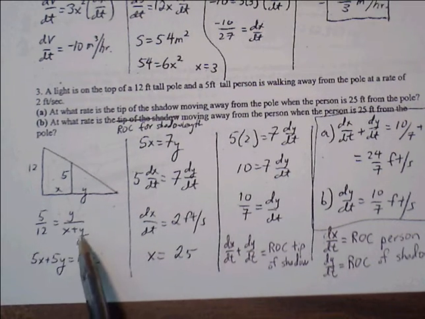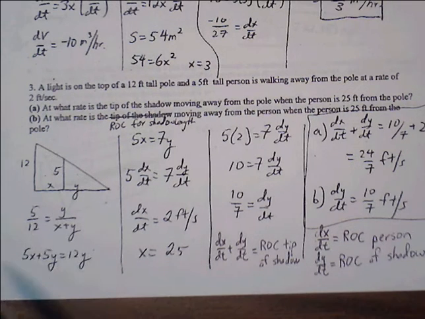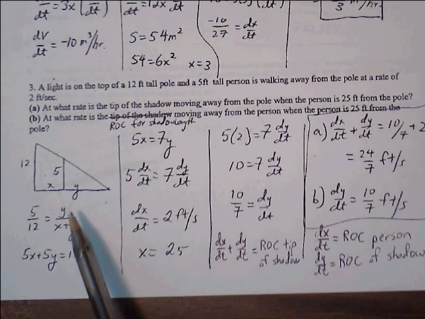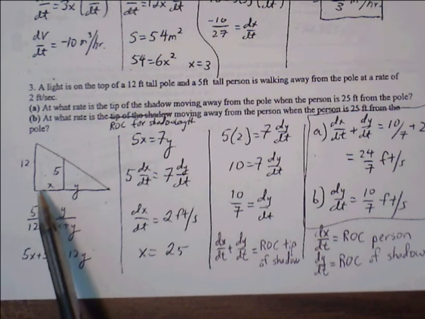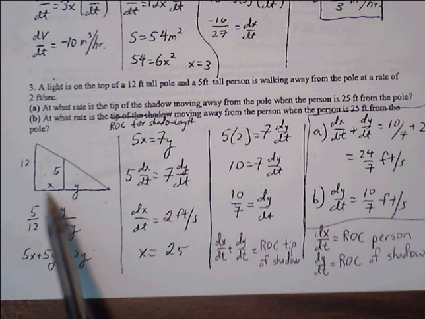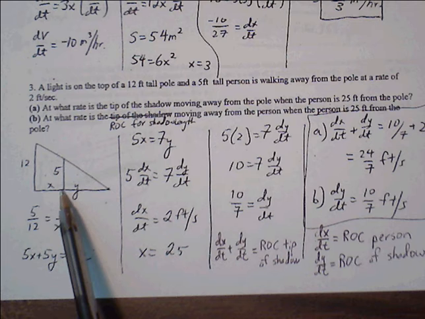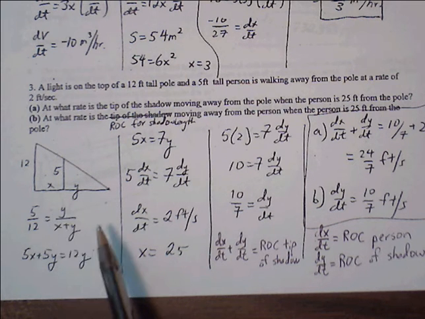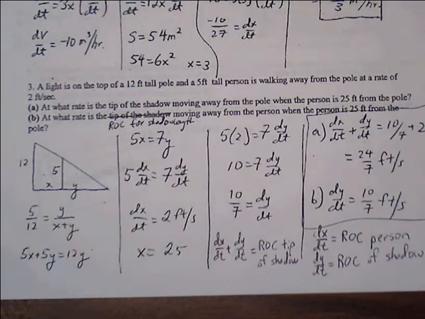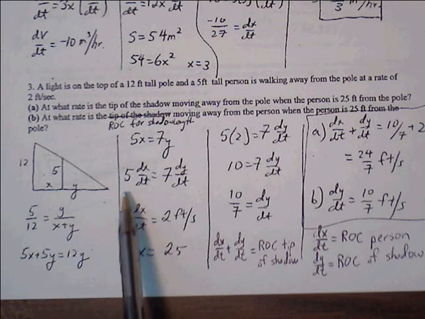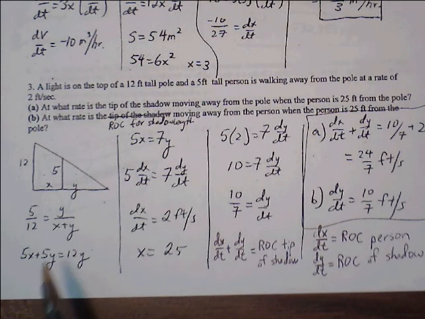A common mistake here is students want to say 5/12 is equal to y over x. But x does not represent the full length of the base of either triangle. So we know x is not fit for setting up proportions here. We have to represent it as the full base, so x plus y.